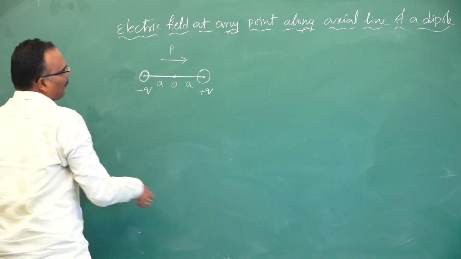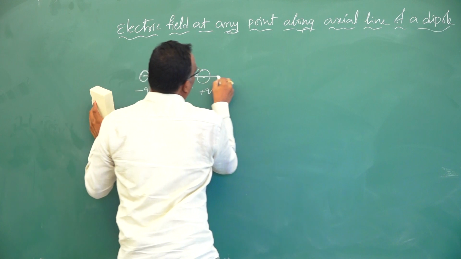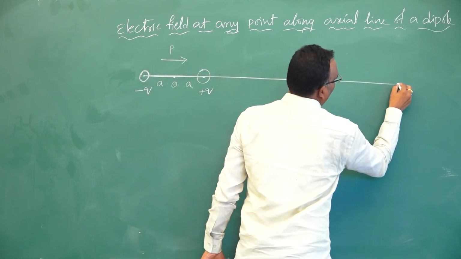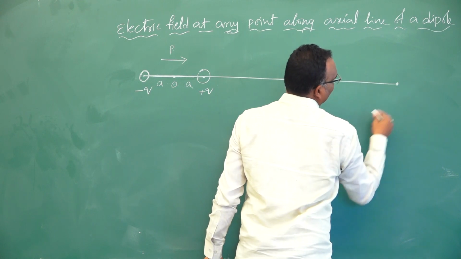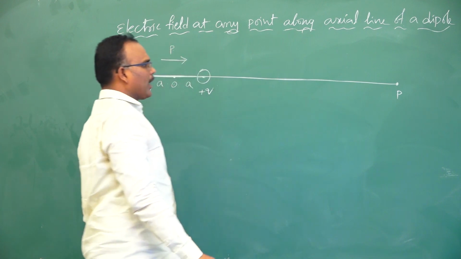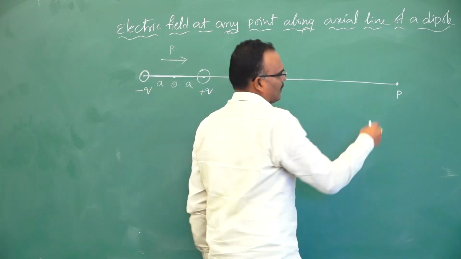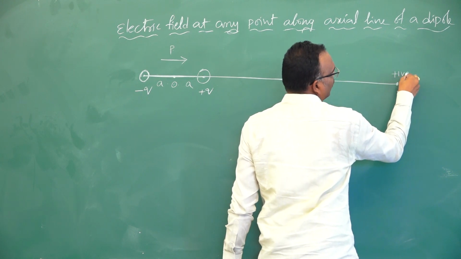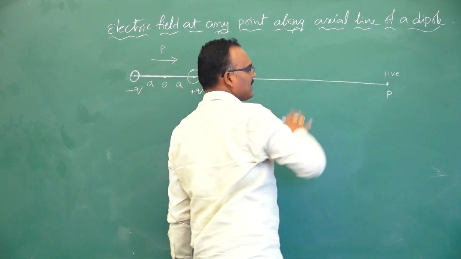Now I will select a point along the axial line. Actually, here I want to calculate electric field at this particular point P. I have selected a point P somewhere along the axial line. So here I want to calculate electric field, which means here I have to place a unit positive charge. That is a basic point.